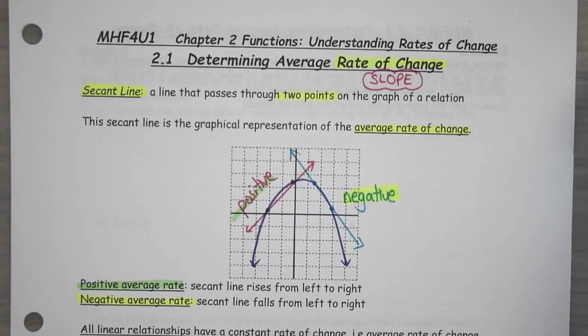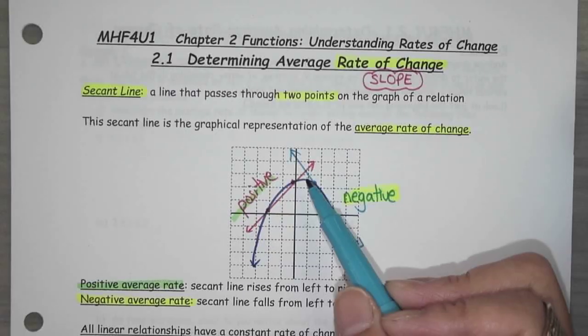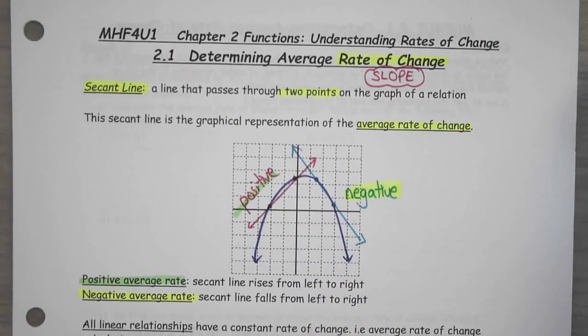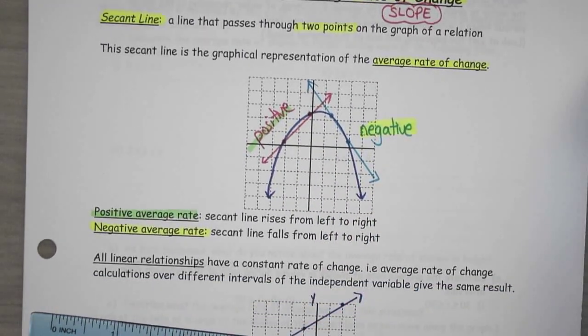A tangent line means 1 point. Secant line means 2 points. So looking at secant line right now. Okay, so average rate means between 2 points on average. So that's why they say average. Okay. All linear relationships have a constant rate of change.